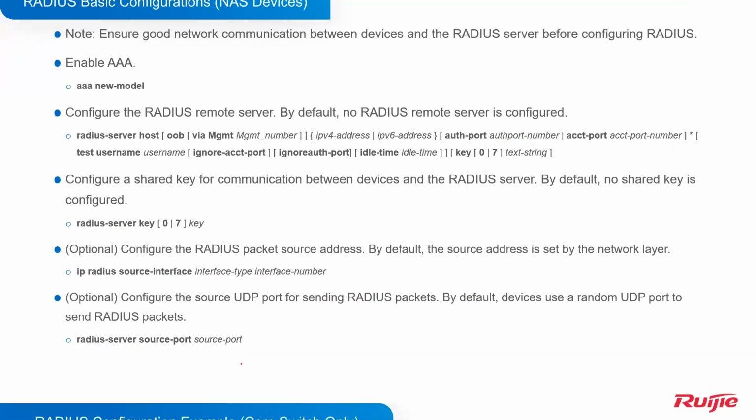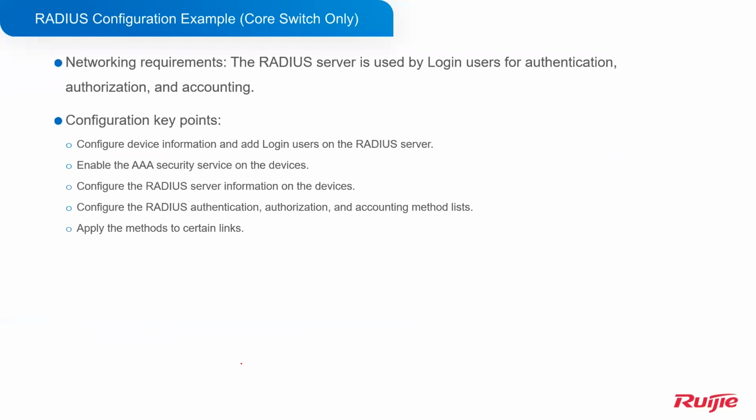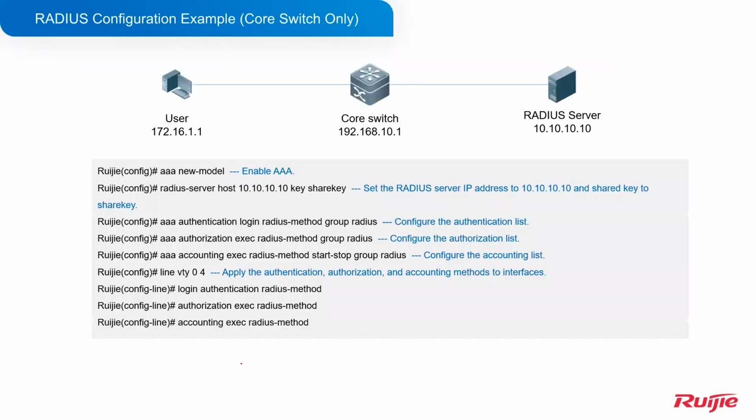And after knowing this command, let's see the case; the network requirements are shown here. The RADIUS server is used by logging users for authentication, authorization, and accounting. And we should configure device information and add logging users on the RADIUS server. Enable the AAA security service on the device. Configure the RADIUS server information on the devices. Configure RADIUS authentication, authorization, and accounting method lists. Apply them to certain lines. This is the requirement, and let's see the commands.